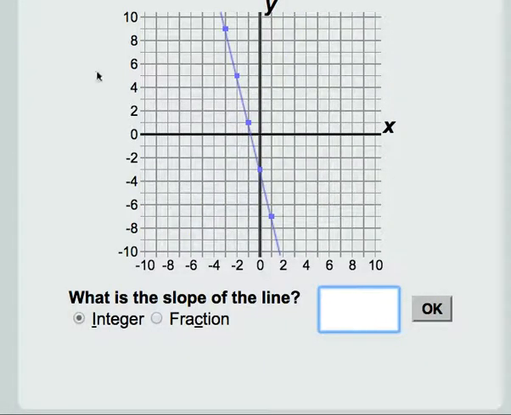This one, let's look at this one. This is actually a negative slope because it's pointing in this direction. So here I need a triangle. We're going to go across 1 and we're going to go up 1, 2, 3, 4. So negative 4, so we're going to write negative 4.